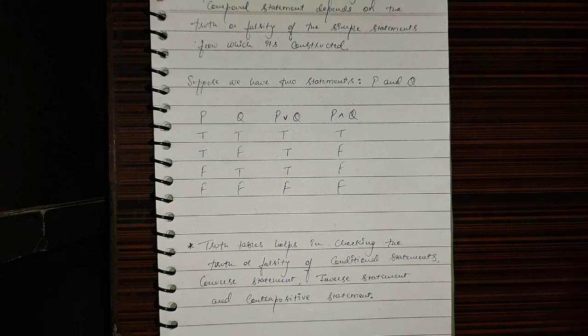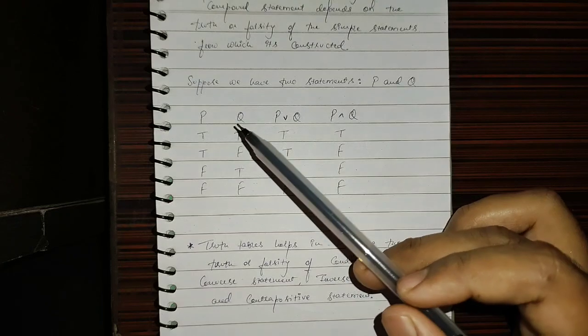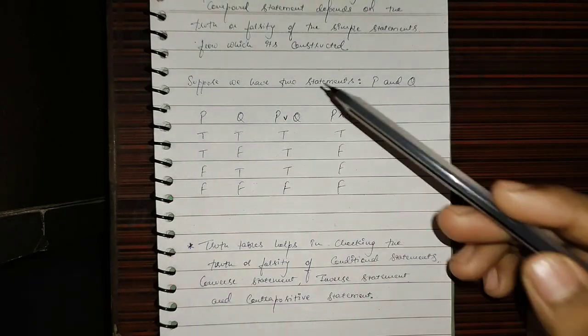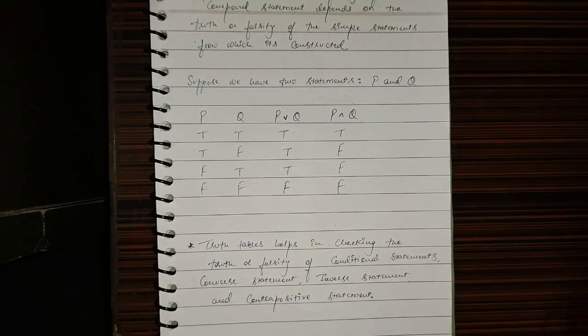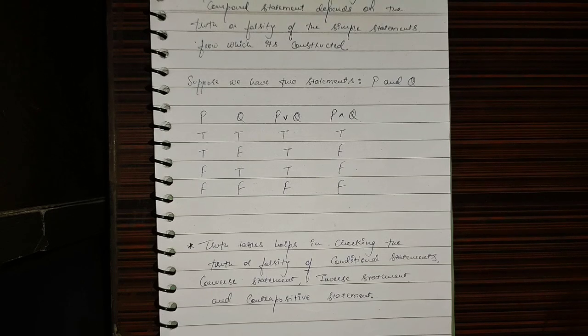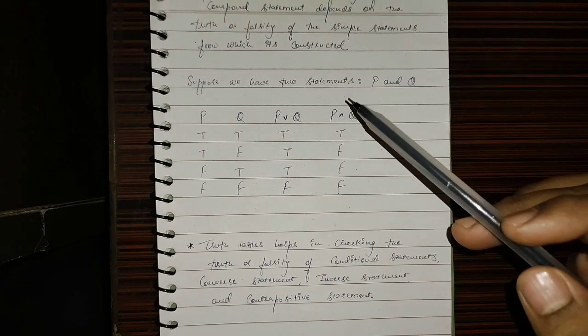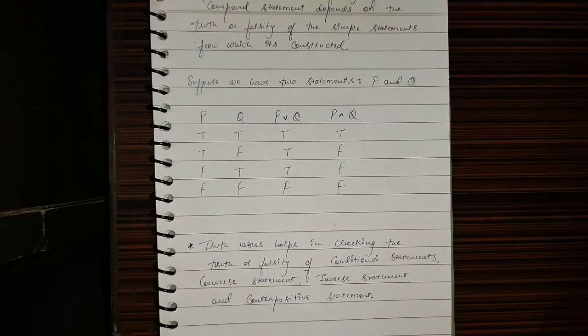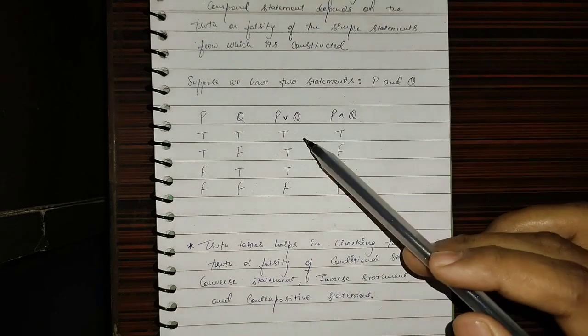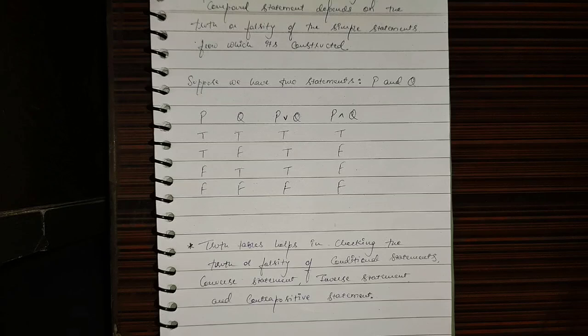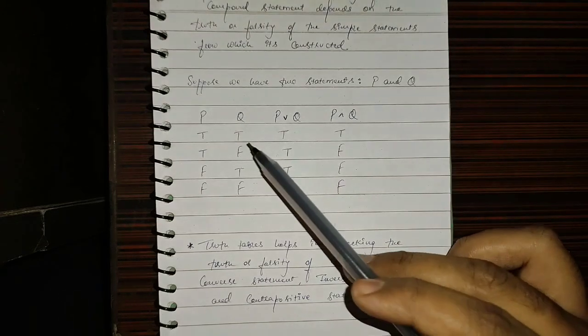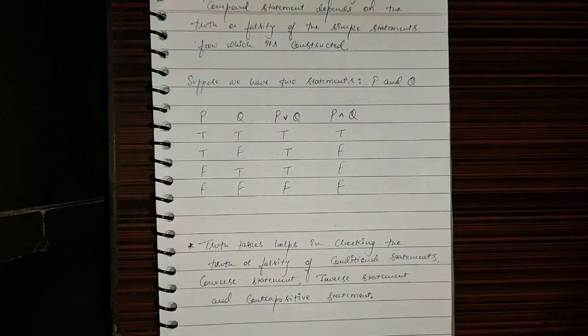So when the case is that statement P is true and statement Q is true as well, then the compound statement that we have constructed using OR will be true, and the compound statement that we have constructed using AND will be true as well. Why? Simply because these two statements are true in the first place.